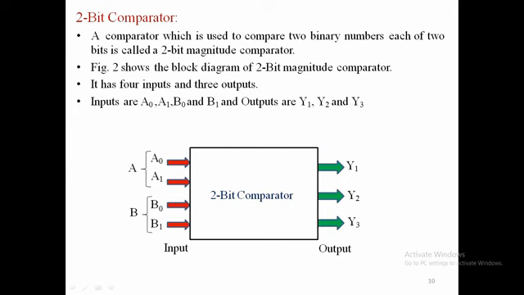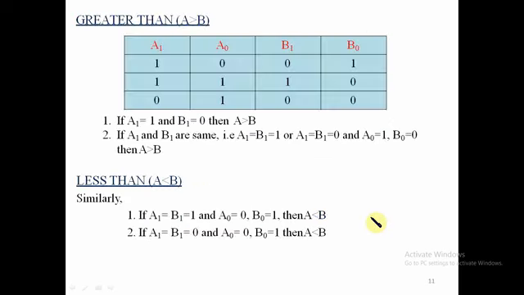Now the 2-bit comparator. It is used for comparing two binary numbers, each of 2 bits. Means here there are 2 bits. The figure shows a0 a1 b0 b1, and the outputs are the same: a less than b, equal to, and greater than. Here a greater than b is given for a1 a0 and b1 b0.